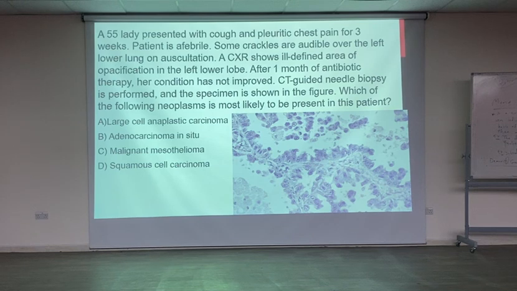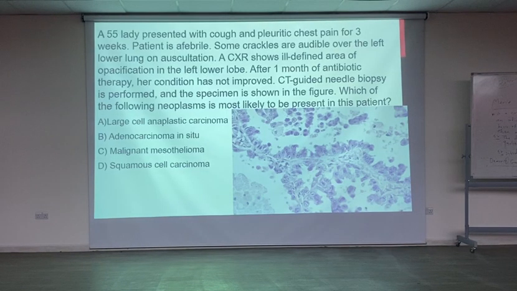Okay, we have a 55 lady presented with cough and pleuritic chest pain for 3 weeks. The patient is afebrile and she has crackles audible over the left lower lung on auscultation. The chest X-ray shows an ill-defined area of opacification in the left lower lobe. After 1 month of antibiotic therapy, her condition did not improve. So they thought this was a lung infection, right? She had a radio opacity, a white area, so they thought infection. And the CT guided needle biopsy is performed and the specimen is shown in the figure. Which of the following neoplasms is most likely to be present in this patient?